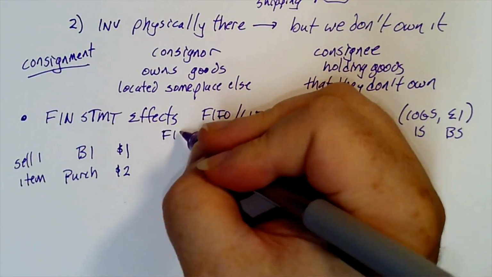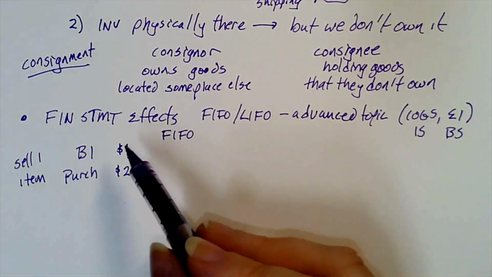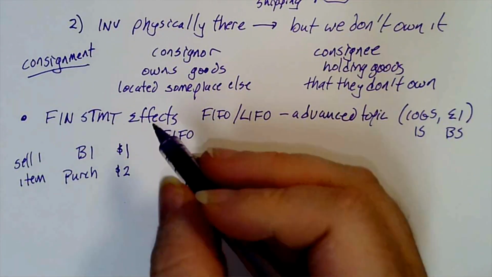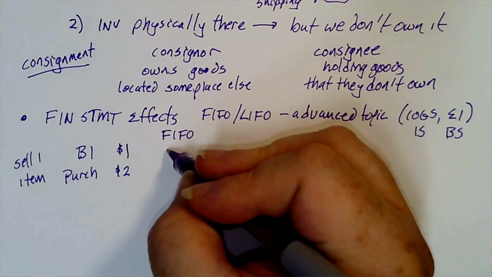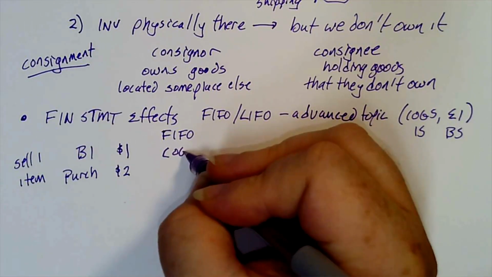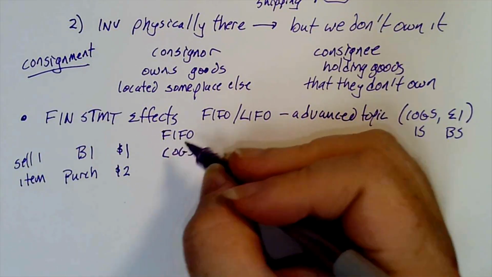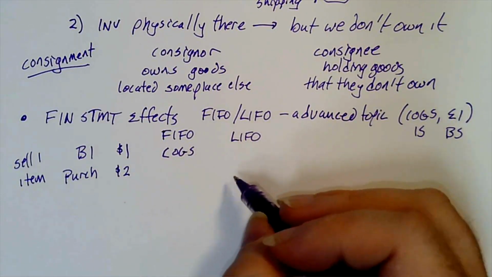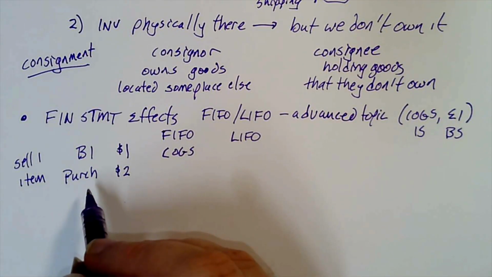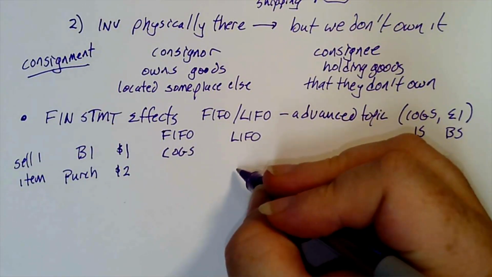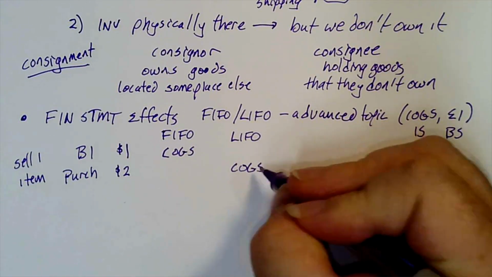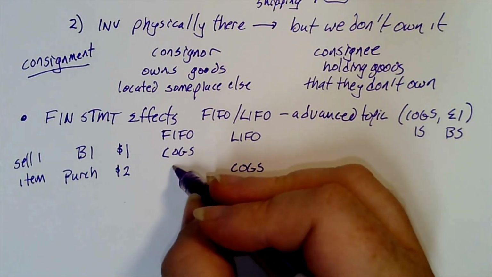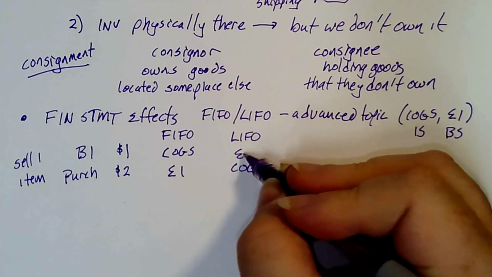Under FIFO, remember FIFO starts off with the oldest thing and moves forward. So if I only sell one item, this is going to be the item that I sell, the $1 item. Under LIFO, if I only sell one item, remember I start off with the most recent item and move forward. But if I just sell one, this is going to be my item that I sell. Well, if I sell this item, what's left in inventory? Well, this is my ending inventory and this is my ending inventory.